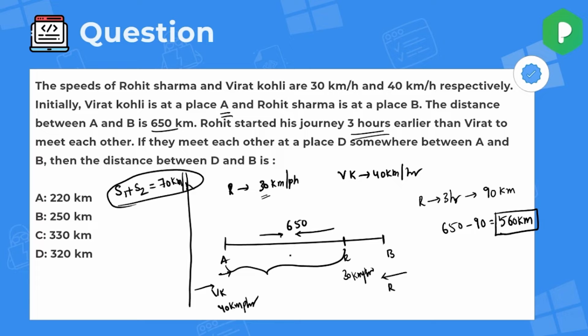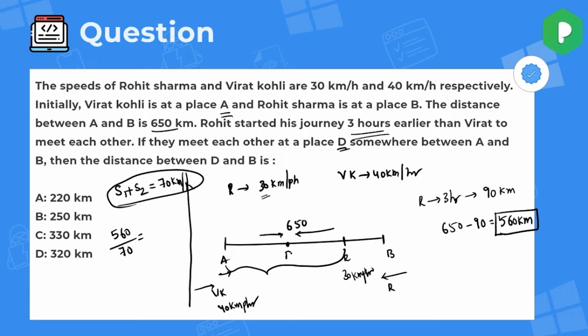And what is the distance between them? It is 560, right? So 560 is the distance and the total relative speed is 70. So this is the time taken by these two people to meet somewhere. The somewhere point he has given is D.